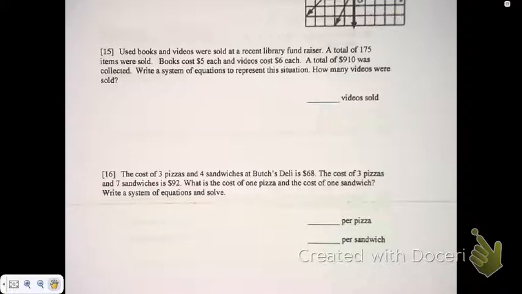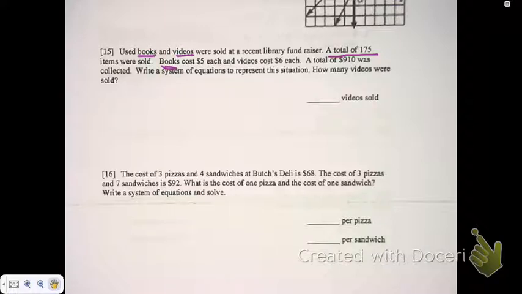Alright, so how many equations do we have in a system of equations? 2. We've got 2 this year, okay? Next year in Algebra 1, you may have 3 sometimes, okay? But this year we've just got 2. So we've got 2 equations that we need to write. So when we look at this information, we can see that we've got a total number of 175 items that were sold, right? And we know that they sold books, and we know that they sold videos.